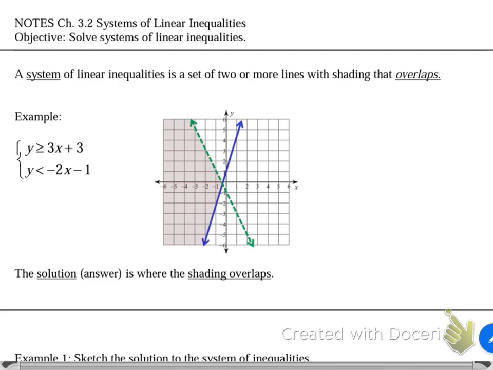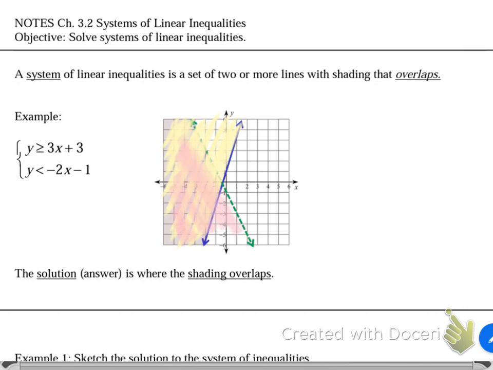Okay, here we go. Here's a system of inequalities, and this is a super bad graph, so I'm going to redo it. So y is greater than or equal to 3x plus 3. That is this part right here. And then y is less than or equal to negative 2x minus 1. So that's going to be shaded below.